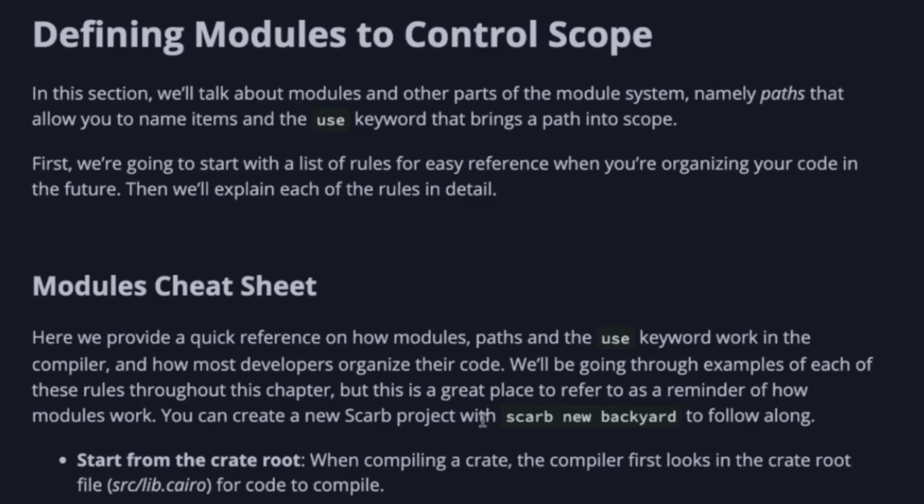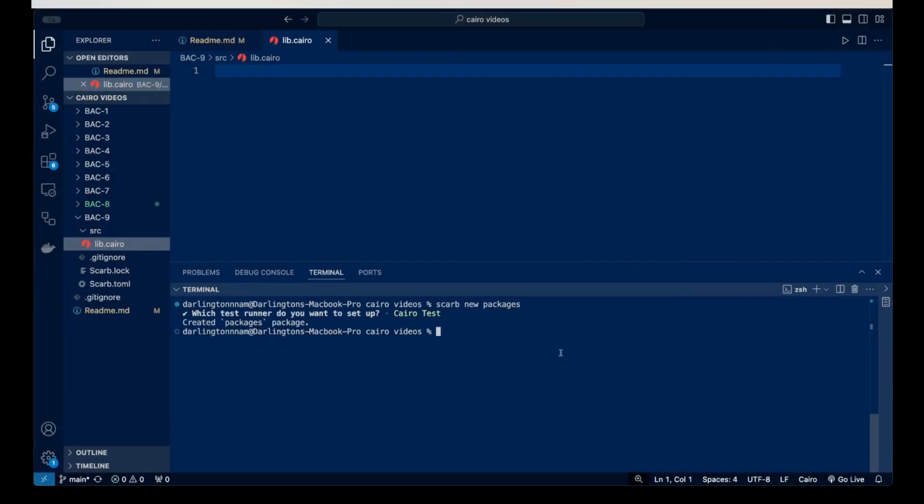So modules is something that helps a lot with code organization, and you've probably seen us specify modules time and time again, which we usually do with the mod keyword. So let's hop back into our Cairo book and see how we can specify modules and how we can use them. All right, so we're back in the Cairo book.